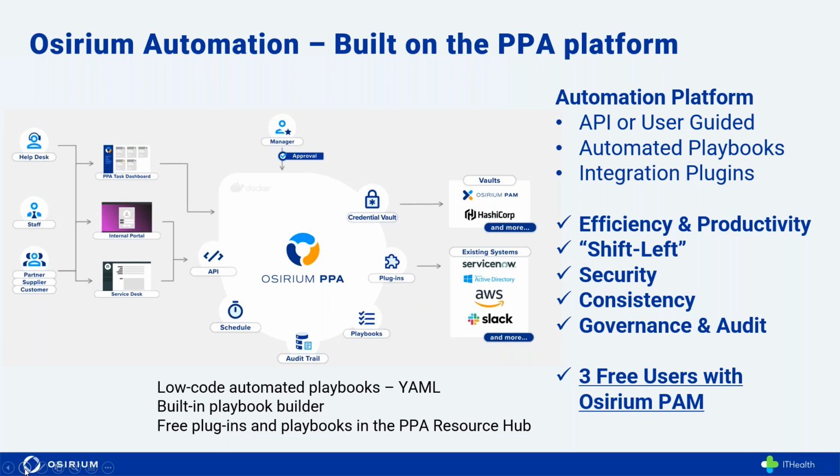And for those of you that already have Osirium PAM or are considering Osirium PAM, you do get 3 user licenses for free with PAM. With PAM, you're licensed by the number of devices you're connected to normally. With automation, it's the number of users that are accessing the playbook. So you can build as many playbooks as you like, open it up to as many users as you like, and it's a very flexible way of deploying things.